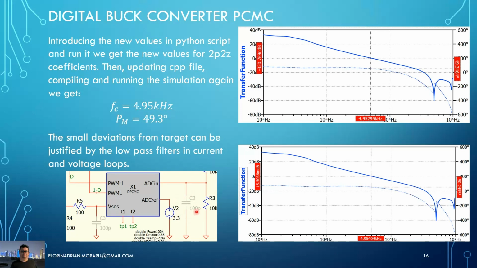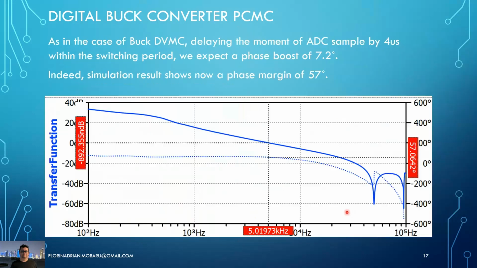So in the end, if I remove, or do not populate, let's say, those two capacitors and run the simulation again, I get the same cutoff frequency, 4.95, and this time 50.2 degrees of phase margin, which is much closer to the expected result.